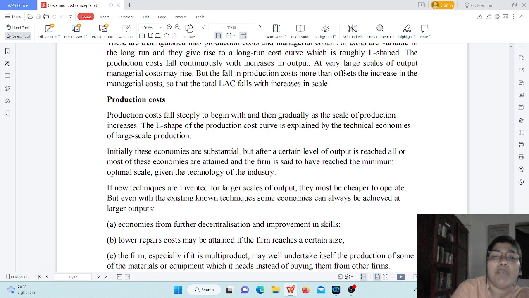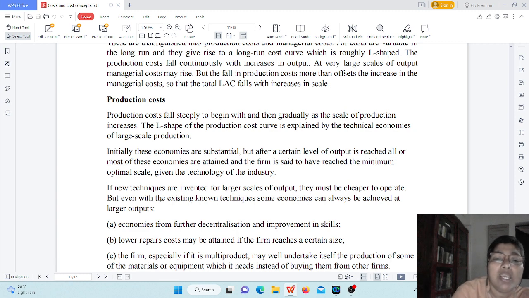Then the L shape of the production cost curve is explained by technical economies of large scale production. Initially these economies are substantial, but after a certain level of output is reached, most of these economies are attained, and the firm is said to have reached the minimum optimal scale given the technology of the industry. Now, if new techniques are invented for larger scales of output, they must be cheaper to operate.